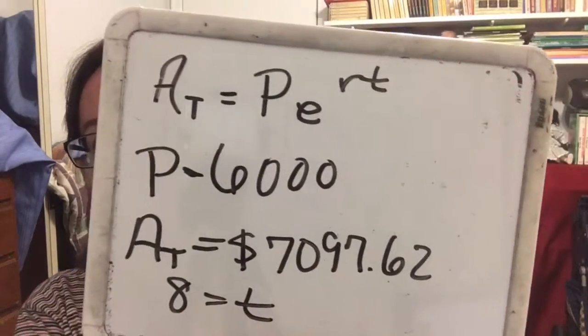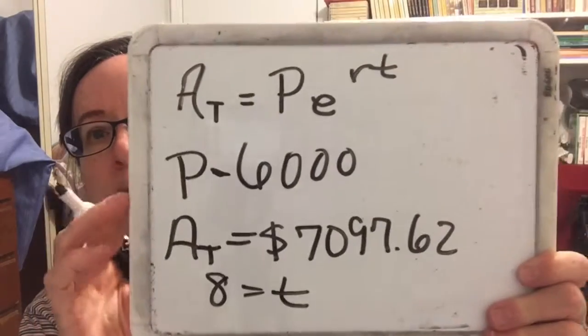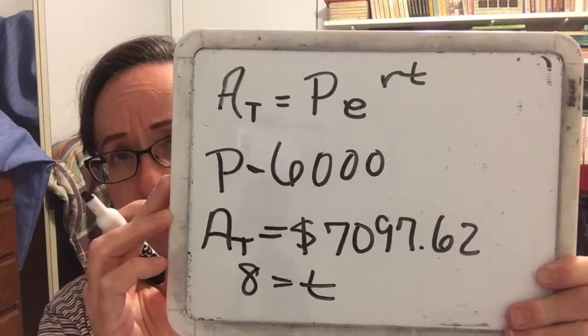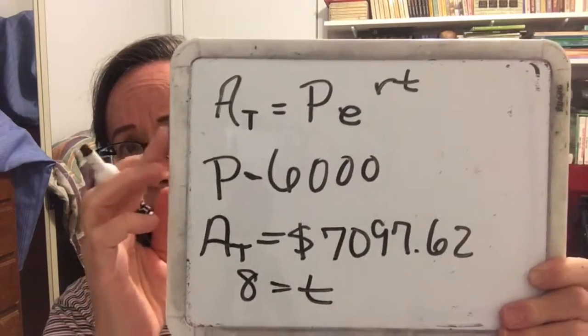Okay, so she had a nice bit of growth there. And then it says she had it in there for 8 years. So T was 8 years. And then we're supposed to find what was the interest rate on the account. So they've given us all of these pieces of information. So now we're going to put each one of these pieces into this equation.